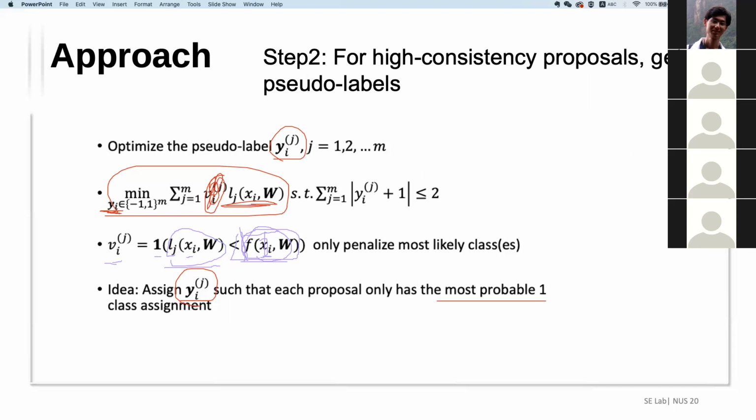Does that mean, because here you sum from 1 to m, but only one j, only one yj is equal to 1, the others are equal to -1? Yeah, so that's what the constraint means. Oh, okay.